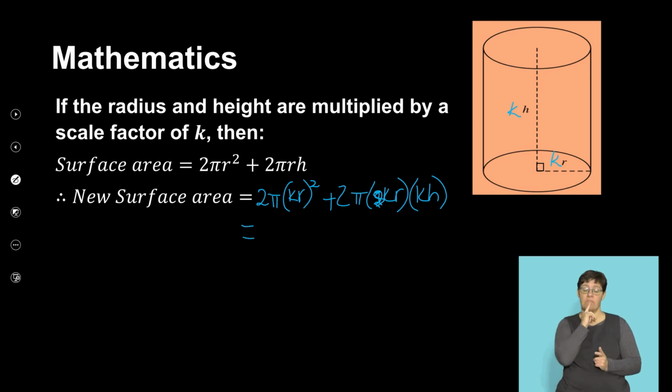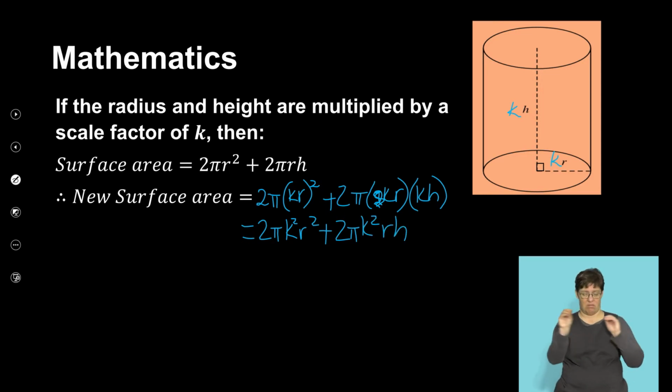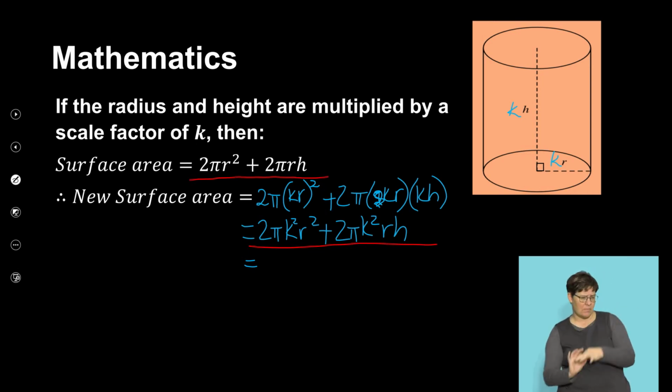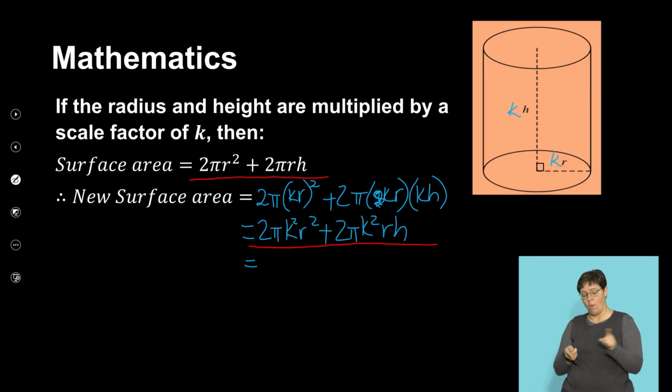So if I simplify this, it's going to be 2 pi k squared r squared plus 2 pi k squared rh. So all that I've done is simplify, but is there a way that I can express the new surface area in terms of the old surface area? Is there a connection between this line and this line? I'm going to give you a second to see if there's a way I can express the new in terms of the old.